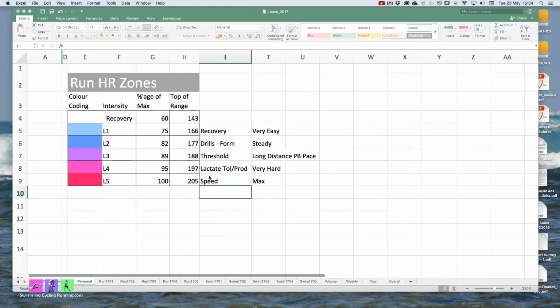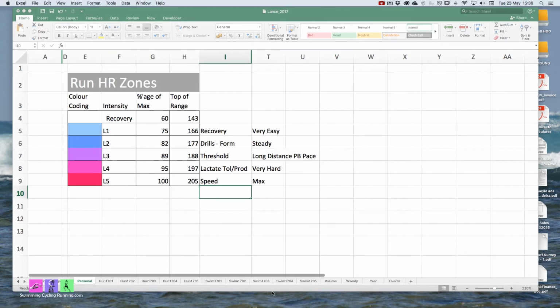And finally, level 5 is pure speed. This is just maximum effort for a very short period of time. So I would expect speed to come into play if you're doing a half length or 15 meters, absolute max, and then going down to easy. And it's important to work those systems and all of these systems in certain amounts during most sessions.